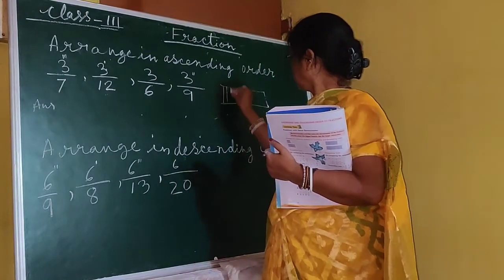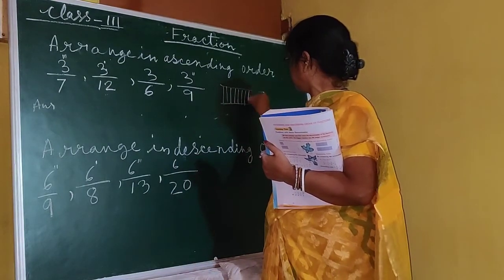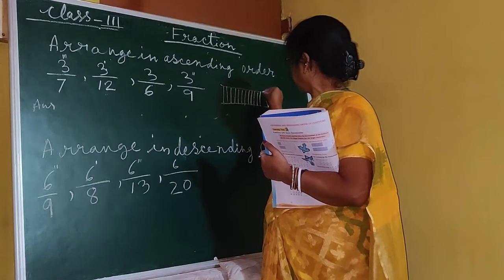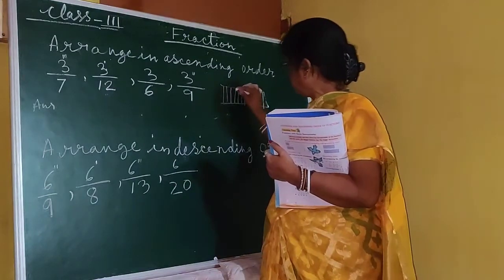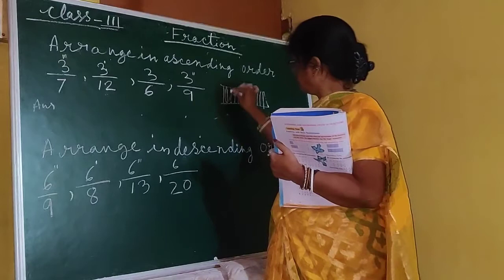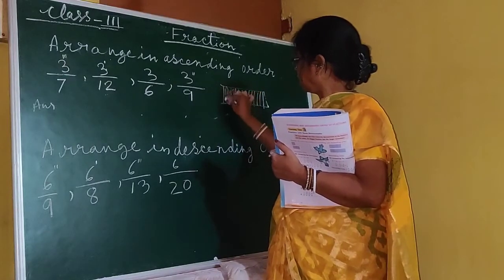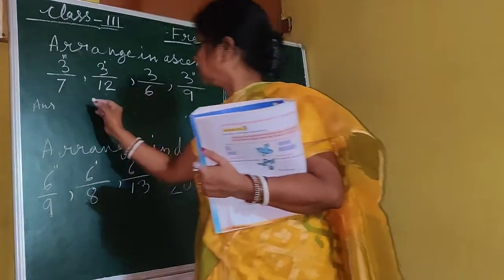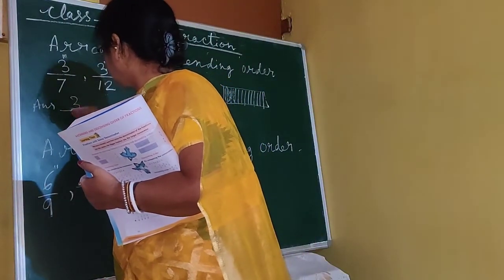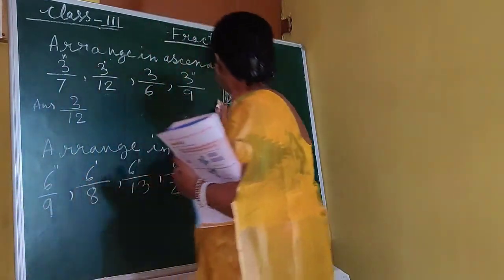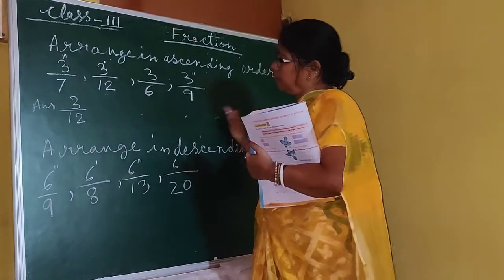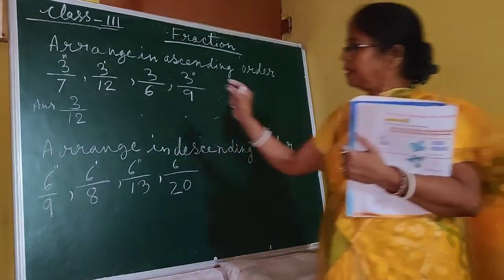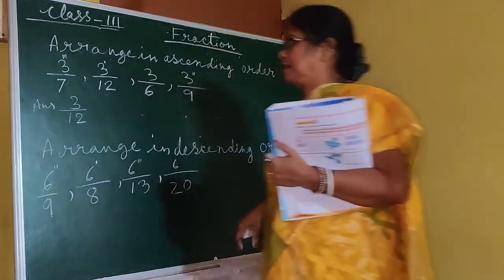12 parts: 1, 2, 3, 4, 5, 6, 7, 8, 9, 10, 11, 12. Out of 12 parts, it will be 3. A small size of cake. So it will be the smallest number. So 3 by 12. If the number of parts is more, then remember, the fraction will be less.